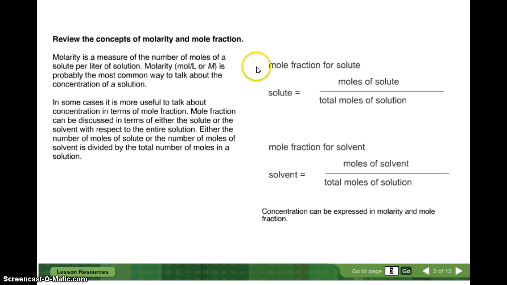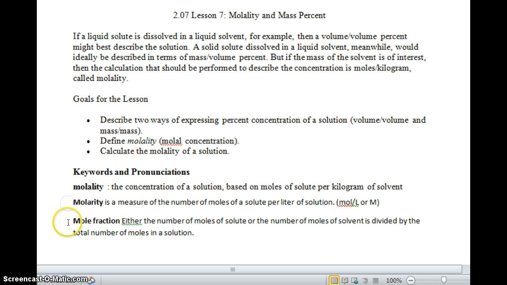And so again, they put mole fraction over here. It's either moles of solute divided by total moles of solution, or again, you can do the solvent divided by total moles of solution. Concentration can be expressed in molarity and mole fraction. And so I added molarity and mole fraction into our keywords and pronunciation. Even though they were from a previous lesson, it's good to have them all in one place.